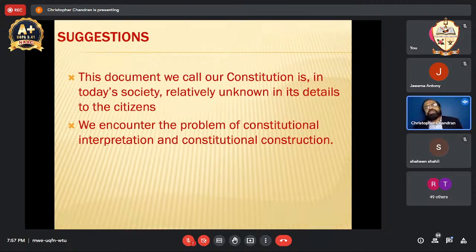So, only two things that I want to give you. This document, one of the most precious documents that we have in front of us, our Constitution, is relatively unknown to the citizens. We as citizens of India do not know our Constitution. So I want to congratulate each one of you that you are able to celebrate Constitution Day. We are becoming aware, but you still don't know what is inside the Constitution.